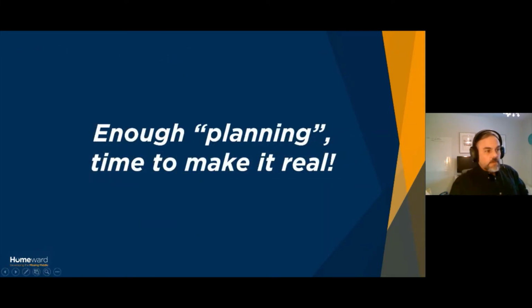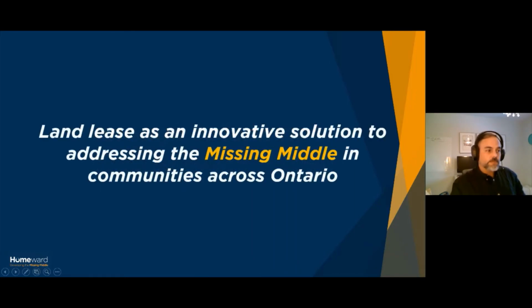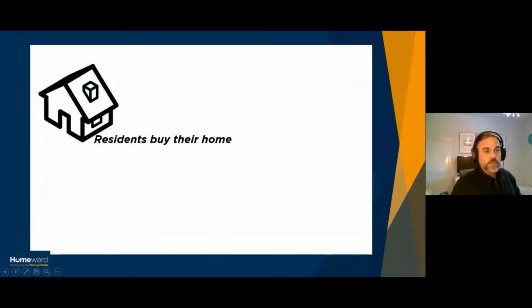So overall, I'd say, enough planning, it's time to make it real. I'm going to give you an example of how to address missing middle, not only in form, but particularly in tenure for communities across Ontario. And that is this idea of land lease. A land lease is not a new concept. It's something that has actually been around in North America for hundreds of years and is extensively used in Europe, UK, and more and more here in Canada.